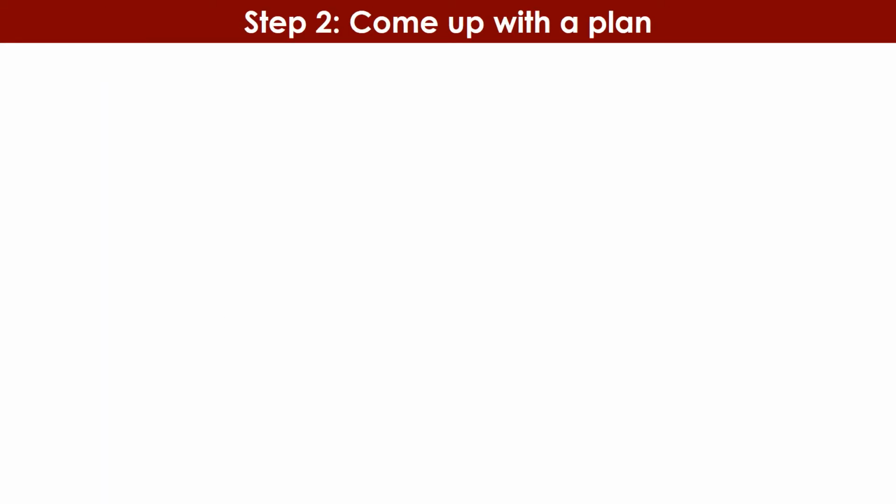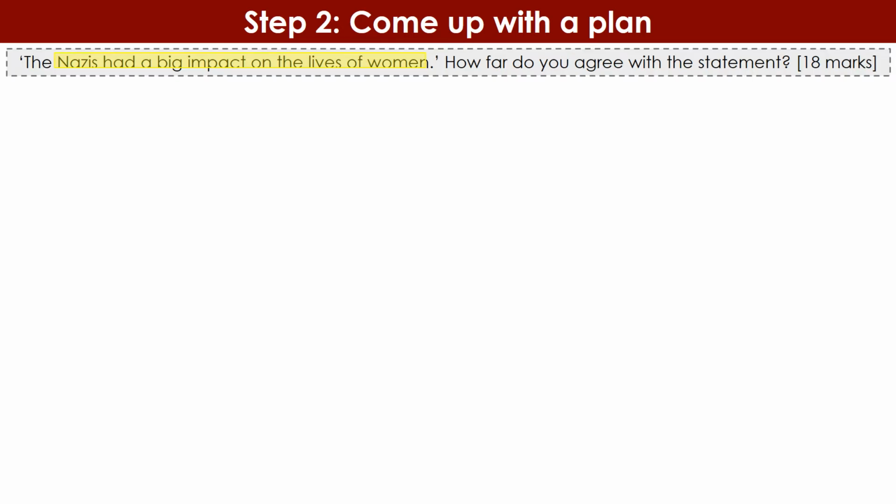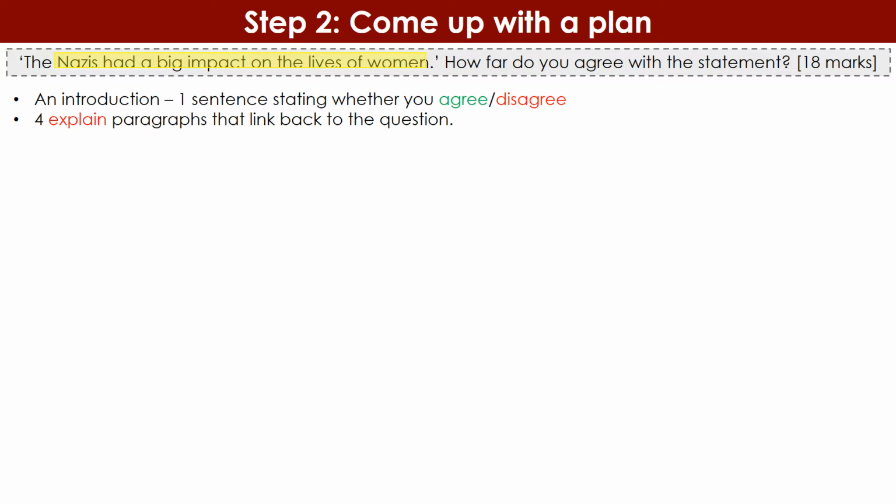Once you've identified the focus of the question, now you need to come up with a plan. So if we've got the question at the top of the screen and you've identified the focus of it, your first sentence needs to be whether you agree or disagree with the statement. As you've read the question, you've probably started to think about it already in your head. Well, yes, I agree with that, or no, I disagree with that. Your first sentence just needs to tell the examiner whether you agree or disagree with the statement. The main bulk of your essay is going to consist of 4 paragraphs that explain why you agree or disagree with the statement, using relevant examples to support your explanations.